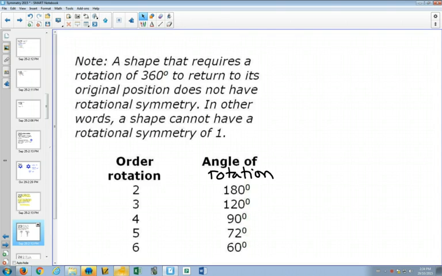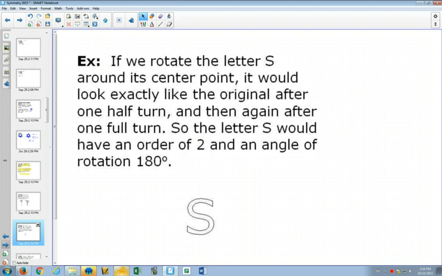What angle? It's really hard to do on this one. Do you have to write this down? No, this is on your next page.